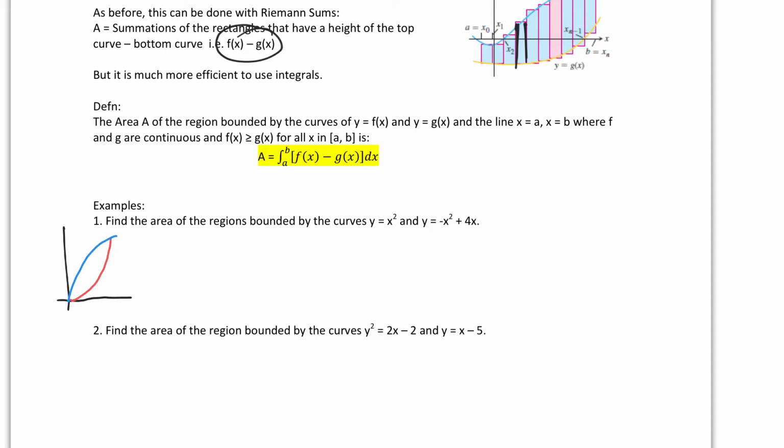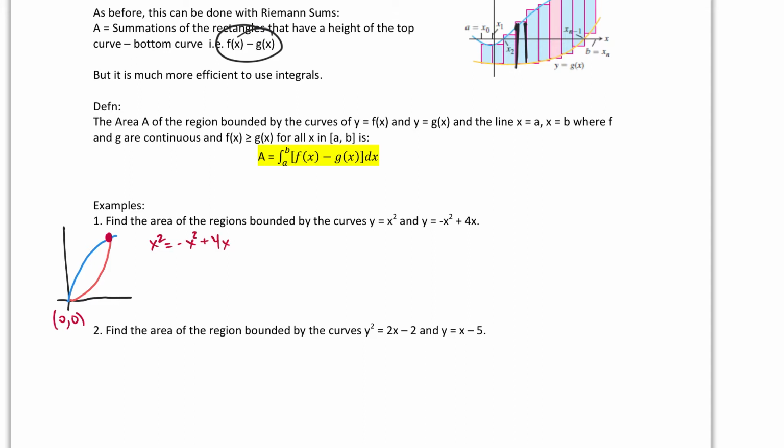Now, where are they going to intersect? That's our first step, to find these points of intersection. Looking at this, I know that they're going to intersect here at 0, 0, and then they will intersect right up here somewhere. So we're going to say x squared equals negative x squared plus 4x.